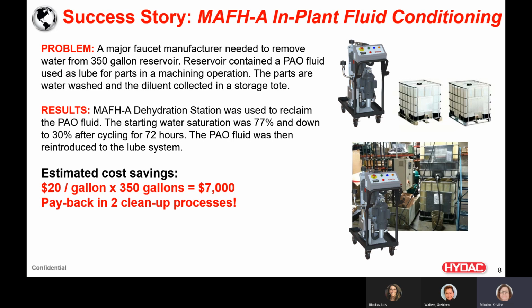We installed an MAFHE dehydration station to reclaim the PAO fluid. The starting water saturation was 77%. After cycling the tote of oil through the MAFHE, we were able to get down to 30% saturation after 72 hours. This fluid could then be reintroduced into the lube system. An estimated cost savings was about $20 a gallon of fluid, so per 350 gallons in each tote, was $7,000. They were able, just by cleaning up 2 of the totes of oil, to recoup the expense of buying the dehydration unit for in-plant reclamation.